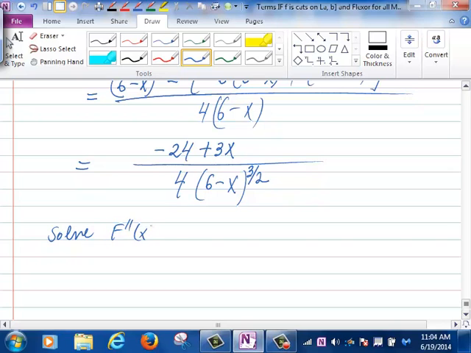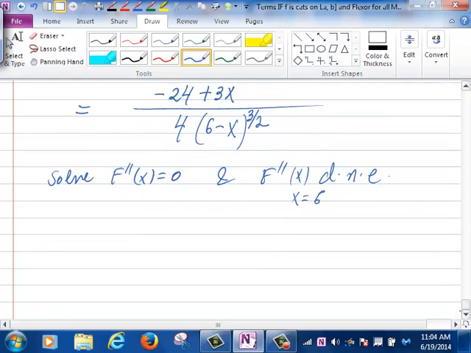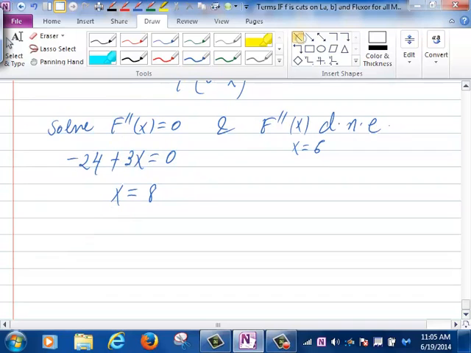Second derivative is 0, and second derivative doesn't exist, right? Once again here, all I'm going to get is that x is 6. Again, it's the endpoint here, so we don't care about that. So if the second derivative is 0, then I get negative 24 plus 3x is 0. And so x would be what? X would be 8. Once again, we make a picture.